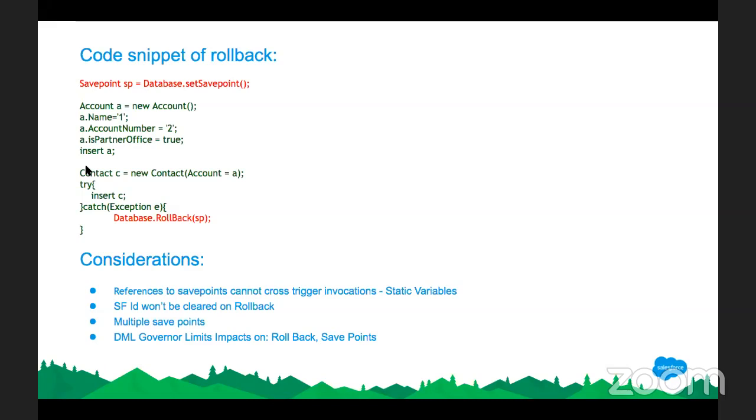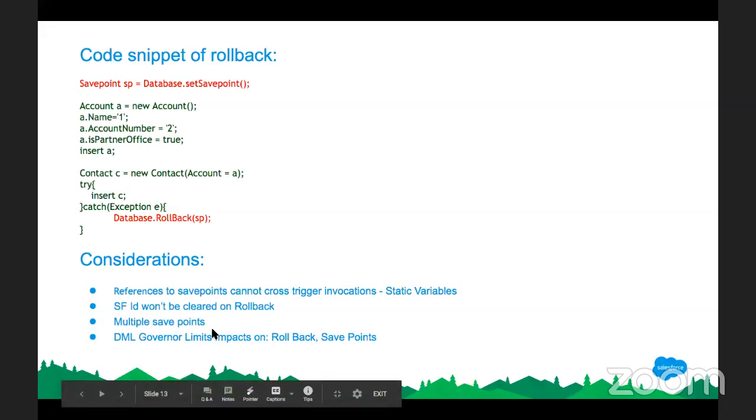If you print the account ID, you can still see it in the system.debug logs, but it won't be cleared. How you can understand this point is, if I print the account ID, I can still see it even though the method is rolled back, but if I query the same account ID through my SOQL, it cannot be retrieved. So that is what I mentioned here: the SFID won't be cleared on the rollback.